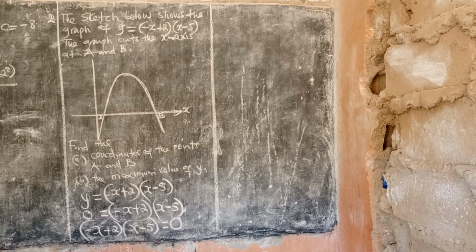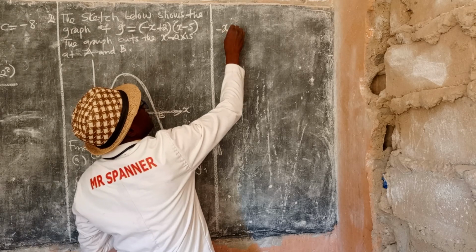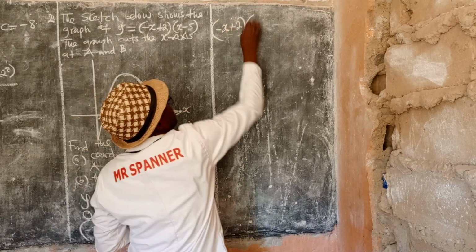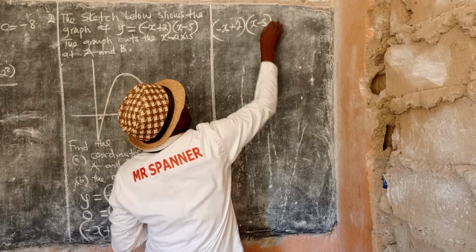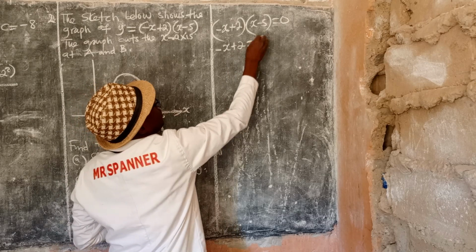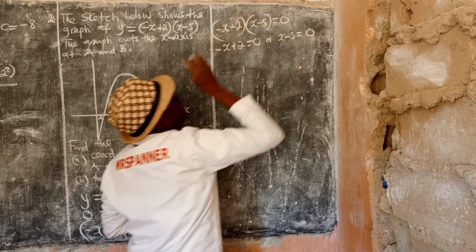That's why even here you can use the factorization method. It's the simplest rather than the formula method, but you are used to the formula method, so that's why. So we have negative x plus 2 and x minus 5 is equal to 0. So negative x plus 2 is equal to 0, or x minus 5 is equal to 0.